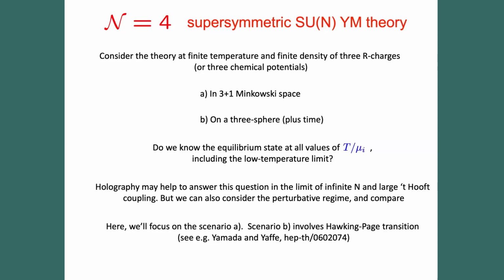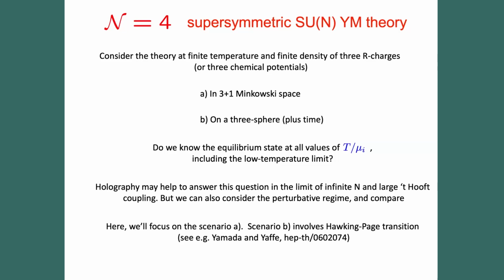You can also consider the same theory in a compact space. For example, you can put it on a three-sphere. And there is a reason to do this, which I will probably mention later, but we won't be doing this. So in principle, you can consider this in a compact space. And the question is very simple. Do we know the equilibrium state for this theory at all values of the ratio of temperature to chemical potentials, including its low temperature limit? Or even more brutally, does it exist? All right, so that's even stronger.